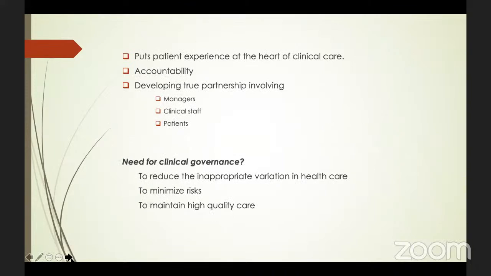A number of our patients in the public sector have had awful experiences in some of the hospitals, be it that they may have been ill-treated by healthcare workers or witnessed the below-par services rendered to their loved ones. Due to this, patient experience should be at the heart of clinical care. Also, there needs to be accountability at all times. And most importantly, clinical governance is about developing true partnership between managers and clinical staff, and between clinical staff and patients.